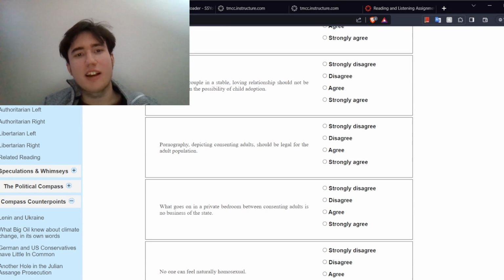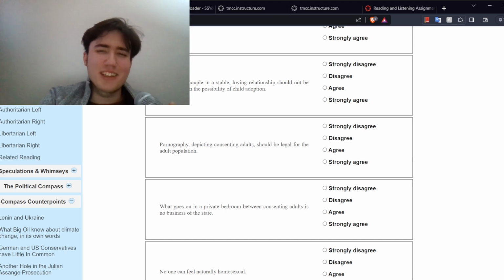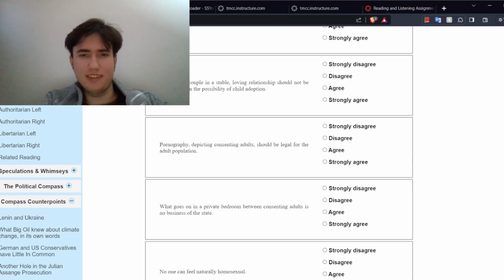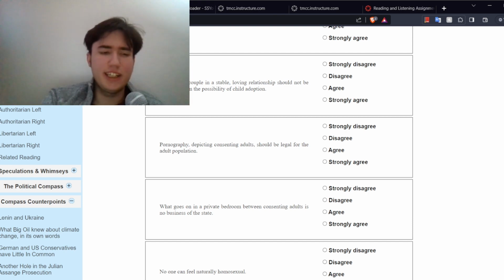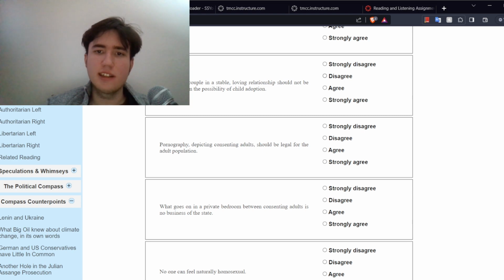A same-sex couple in a stable, loving relationship should not be excluded from the possibility of child adoption. I don't know. I don't know how you should be raising kids, man. I don't know what the proper answer for this is. What do kids really need in life? So I'm not going to make any judgments. I'm going to disagree with any propositions about that just because I'm not a child psychologist. I don't know how to work that out.